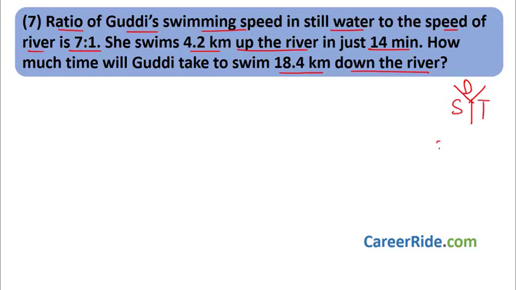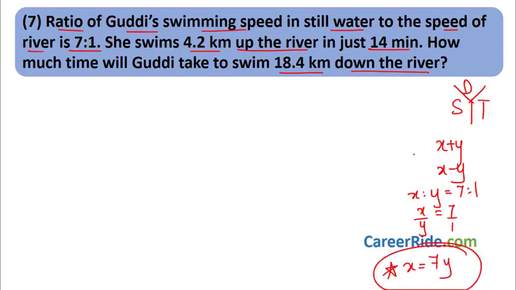So dst will have x plus y and x minus y. Value of x and y they have not given, but what they have given is ratio of Guddi's swimming speed to the speed of river is 7:1. So x upon y is 7 upon 1. So what does that mean? x is nothing but 7 times y, right? So this derivation is important. Let's see how to solve the sum.